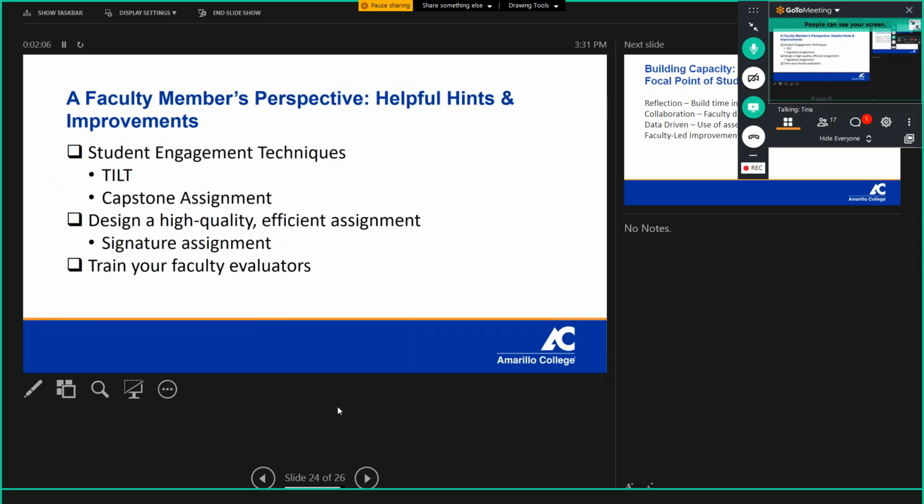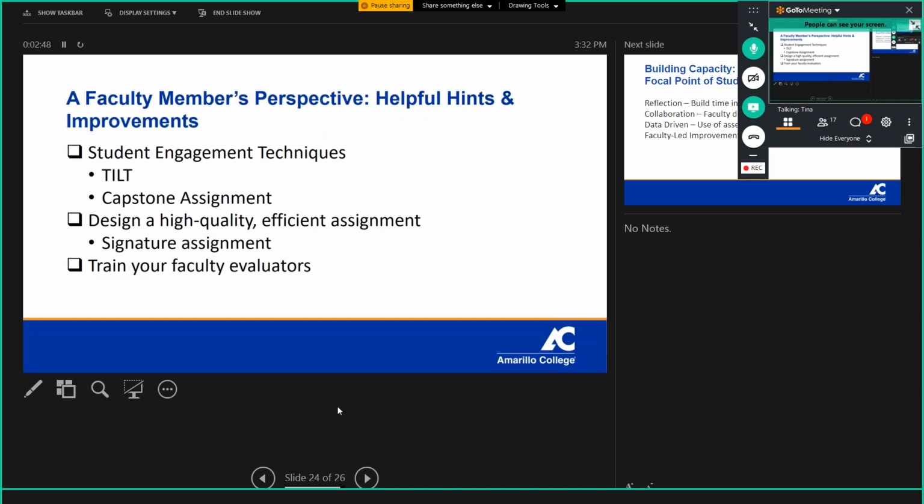So her perspective and some helpful hints and improvements from this professor is that she utilized student engagement techniques from the Center for Teaching and Learning. She made use of an assignment she already had in the class, and so I don't expect faculty to have to develop new assignments just for the sake of assessment, so we try to use important assignments that exist in the class. So she used the capstone assignment, and she designed a high quality, efficient assignment. It was also a signature assignment, so she's able to use that same assignment to assess more than one learning outcome. So she assesses critical thinking, communication, empirical skills.